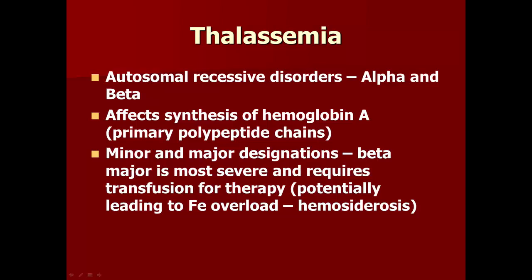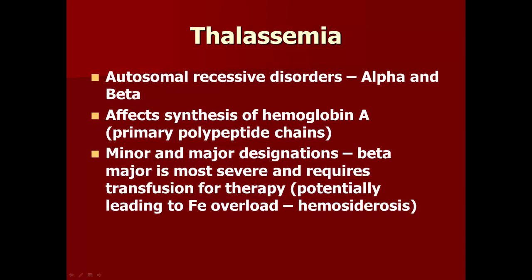When they make insufficient beta chains in that hemoglobin A, you actually have an imbalance, and then there is a higher amount of the alpha chains as it relates to the beta chains. When you have a higher amount of those alpha chains, those alpha chains precipitate in the red blood cell, causing the red blood cell to become unstable and then hemolyze, because that instability causes premature destruction, or hemolysis. Now, I mentioned that there are two designations of thalassemia beta.